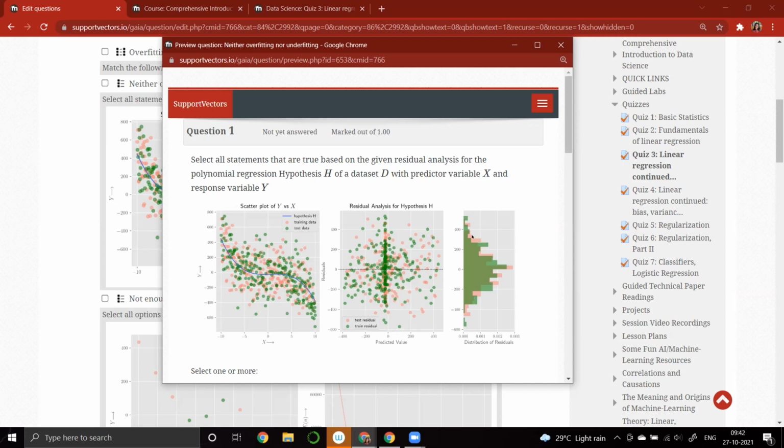And so you have a concentration of points here around predicted value 0, because in the real data itself, there is a huge concentration of points along that place. That is what it is.